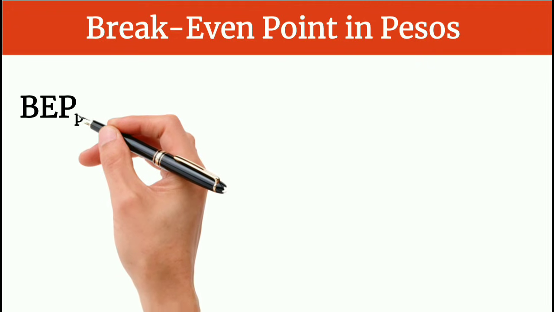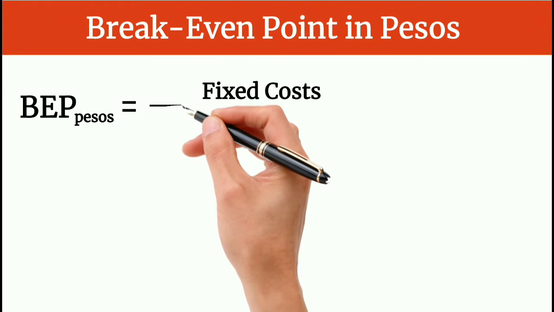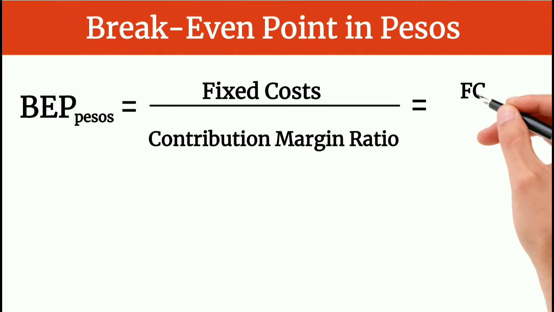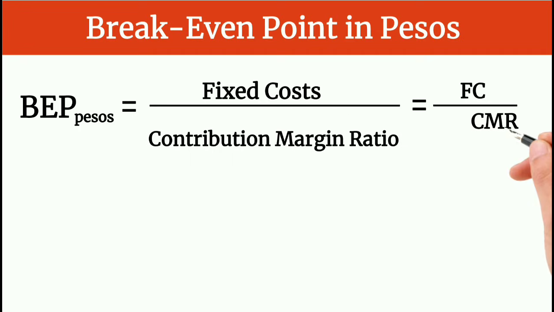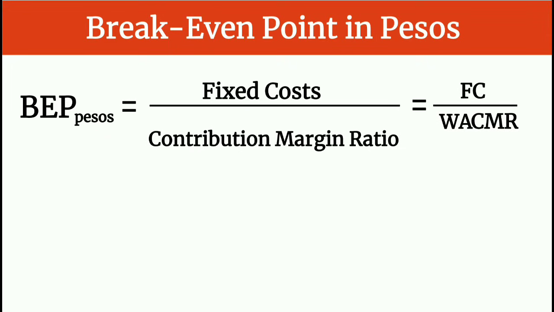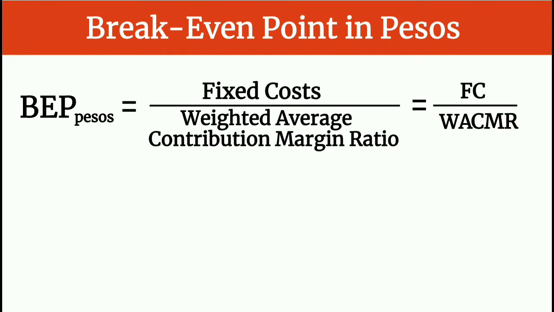Sa single product break-even analysis, ang break-even point in pesos ay fixed costs divided by contribution margin ratio. That is FC divided by CMR. Sa multi-product break-even analysis, ganun din, except that the denominator is WACMR or weighted average contribution margin ratio. So, kukunin natin yung weighted average ng CMR for each product.